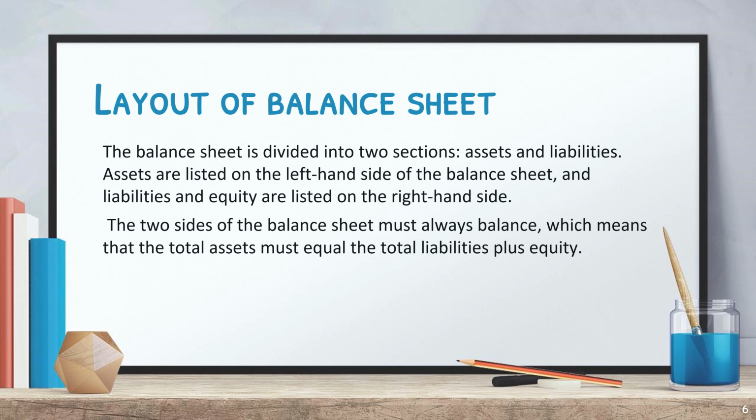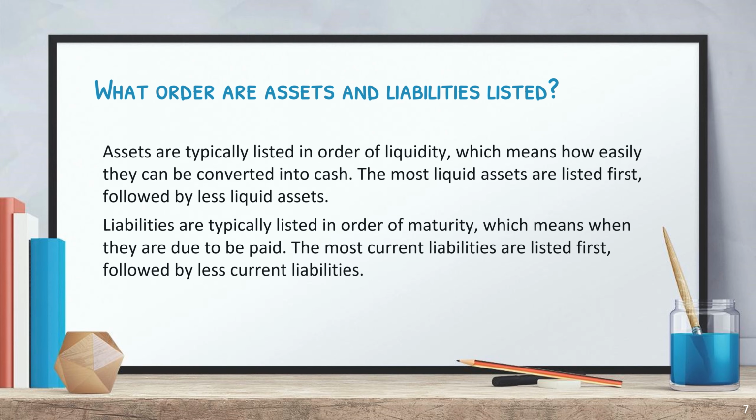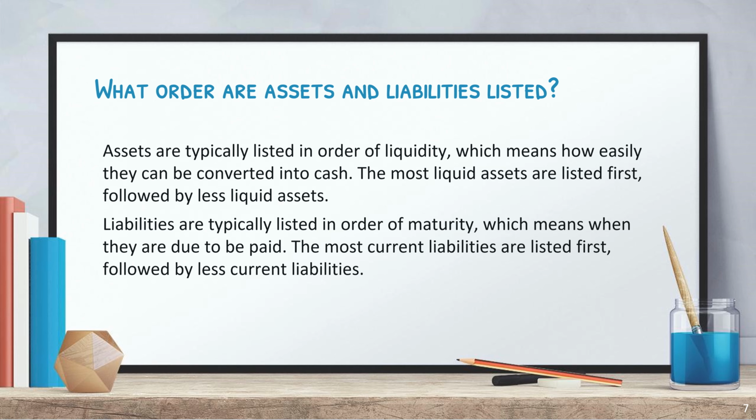Assets are typically listed in order of liquidity, which means how easily they can be converted into cash. The most liquid assets are listed first, followed by less liquid assets. Liabilities are typically listed in order of maturity, which means when they are due to be paid. The most current liabilities are listed first, followed by less current liabilities.